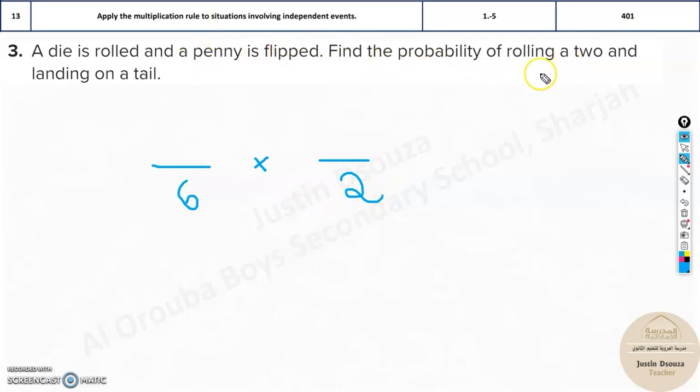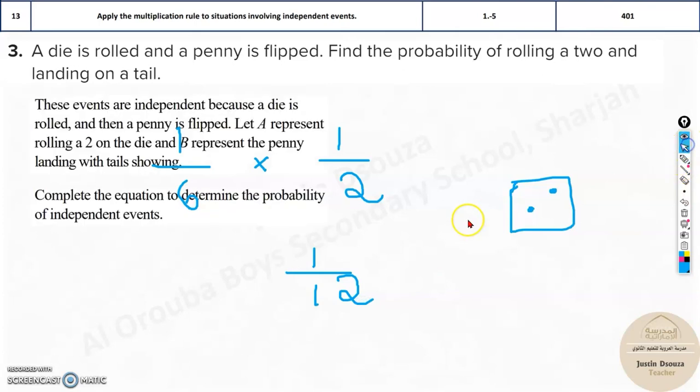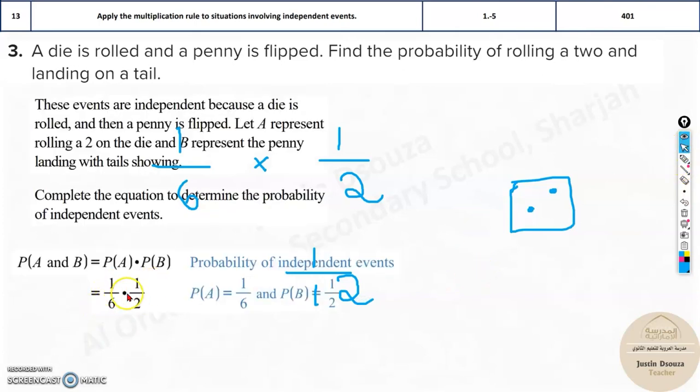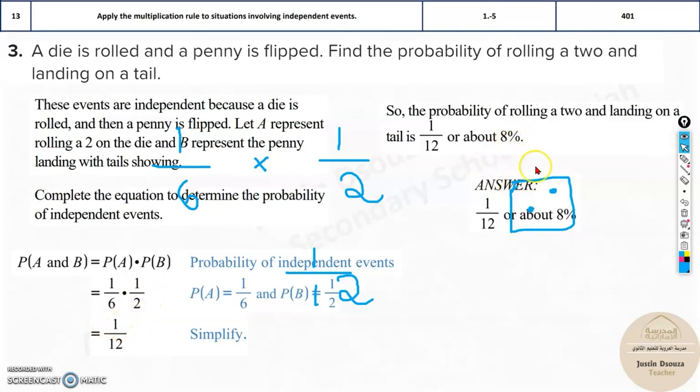Find the probability of rolling a 2 in the die. How many digits are there in this? Only one digit will be 2. That is, if the die has fallen like this, 1 and 2, only one possibility, isn't it? So that is 1. And a tail, that is again 1. It's 1 by 12. That is the total probability. So 1 by 6 multiplied by 1 by 2 is 1 by 12, or 8% chance.